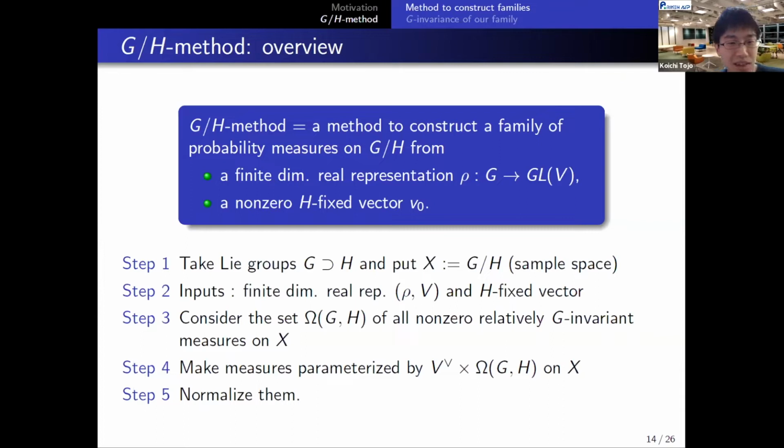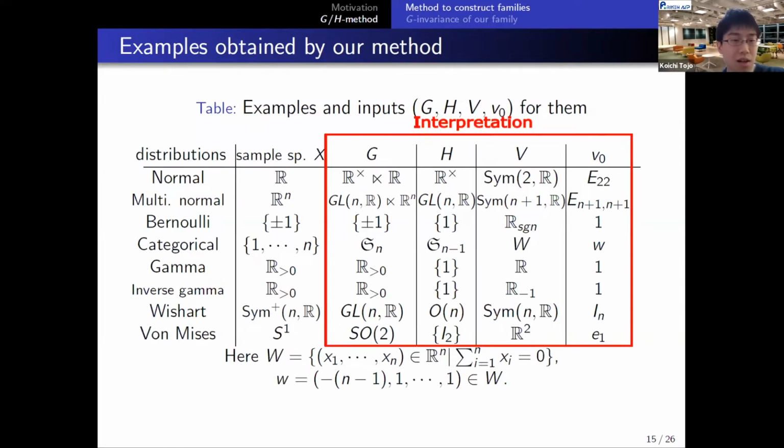Before moving to each step, let us see examples obtained by the G/H method. Our method generates useful families of distributions systematically. In fact, by choosing these inputs, G, H, V, V0, we obtain these useful families of distributions. Choosing the inputs G, H, V, V0 is to give an interpretation of the symmetry of the family of distributions. We remark that these are not all of the examples obtained by our method. To explain each step of the G/H method, we would like to apply it to construct the normal distributions at the top of this table.